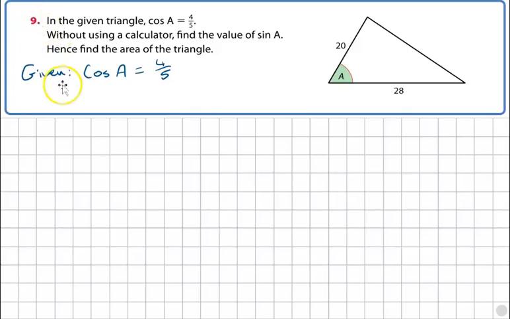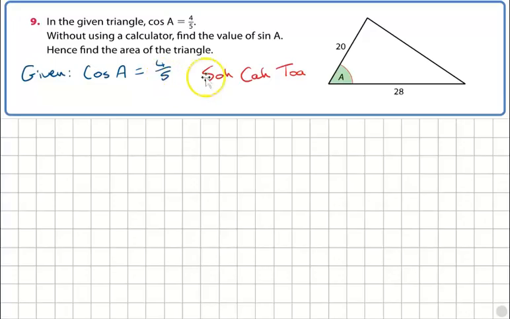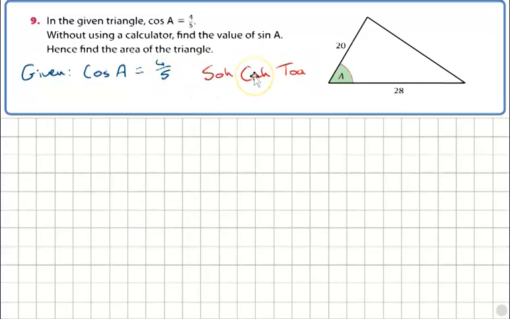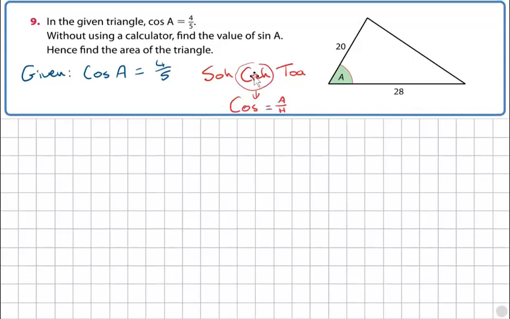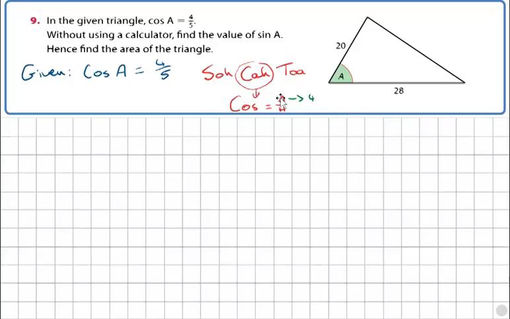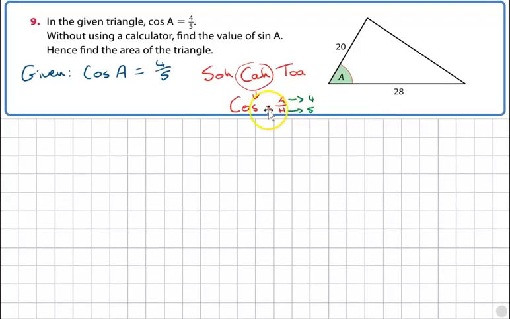So given in the question is that cos A is equal to 4 over 5. If we write out SOHCAHTOA, we can see that cos is A over H. So the A must be 4 because the numerator is 4. So the adjacent must be 4. And the hypotenuse must be 5 because the denominator is 5. So the hypotenuse is 5 units.